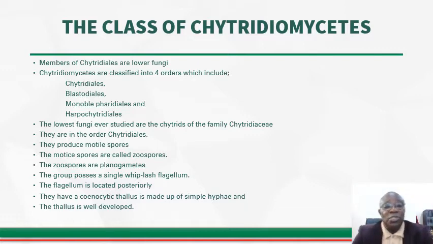They produce motile spores, and the motile spores are called zoospores. The zoospores are planogametes in nature, and the group possesses a single whiplash flagellum. The flagellum is located posteriorly, that is, at the tail end of the zoospores. They have a coenocytic thallus, which is made up of simple hyphae, and the thallus is well developed in them.